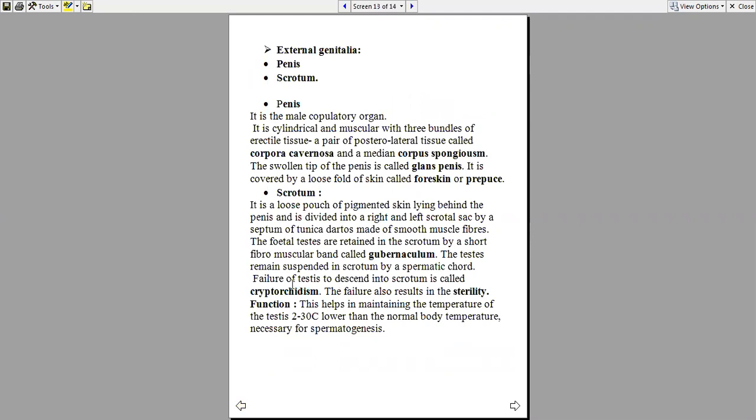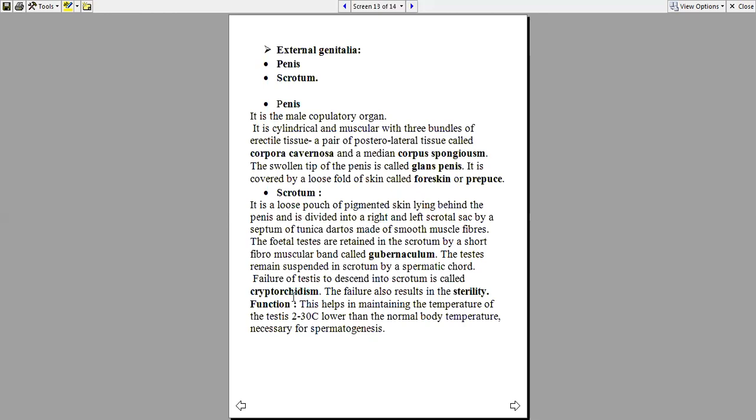Now, what if the testis fails to come out of the abdomen? That is, it does not come out of the abdomen into the scrotum. What will happen? Failure of the testes to descend from the abdomen into the scrotum is called cryptorchidism. The failure also results in sterility. An individual suffering from cryptorchidism is infertile or suffers from sterility.